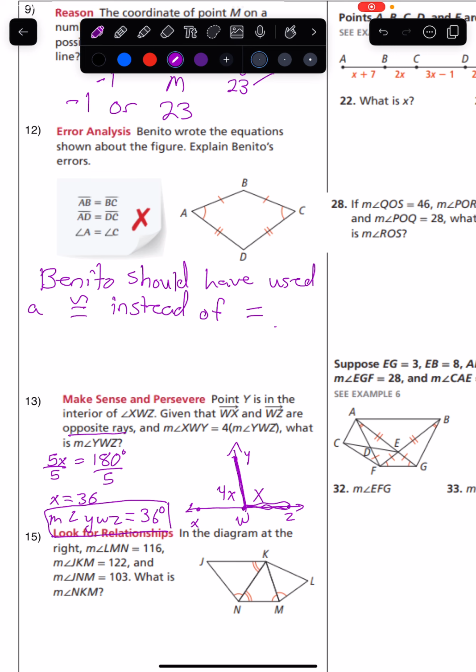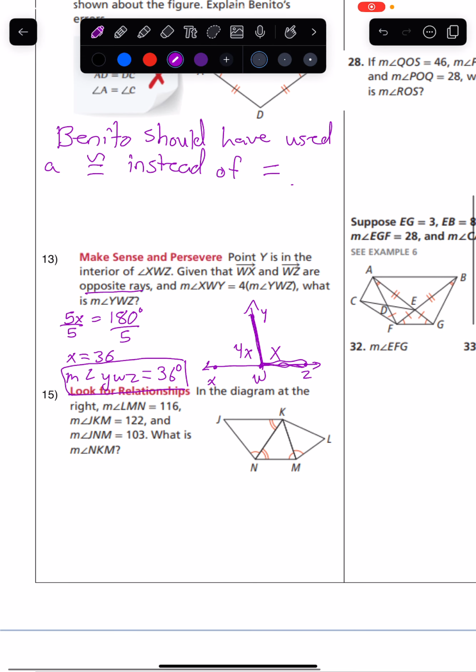All right, number 15. In the diagram at right, the measure of angle LMN equals 116. Let's put some numbers down here. LMN is 116, obviously on the interior of that angle. If I know that that's 116, and I see these two little arcs, I know that each of these arcs are going to be half of 116, because they're congruent. So that's going to be 58, 58.